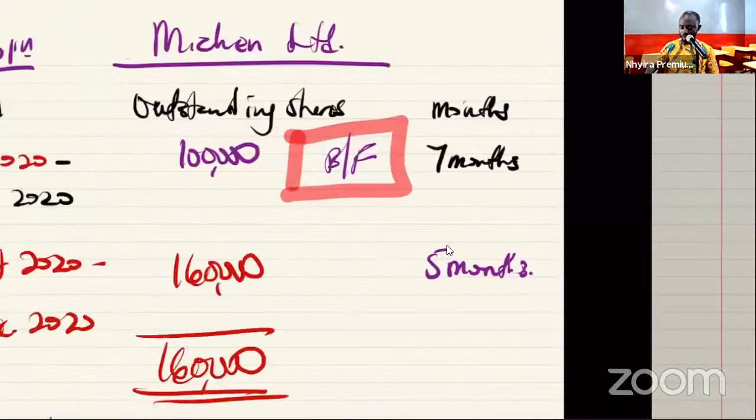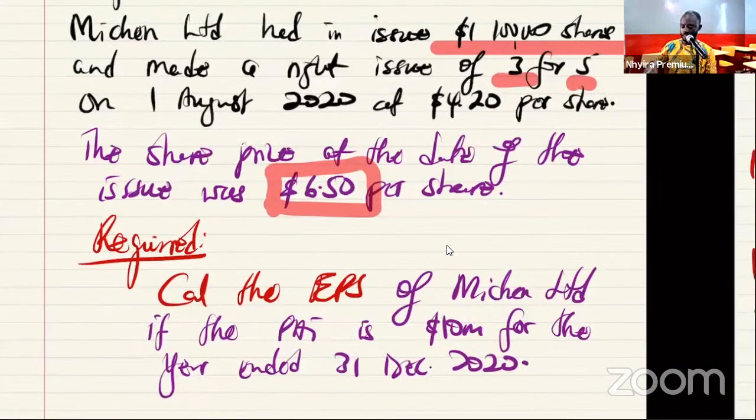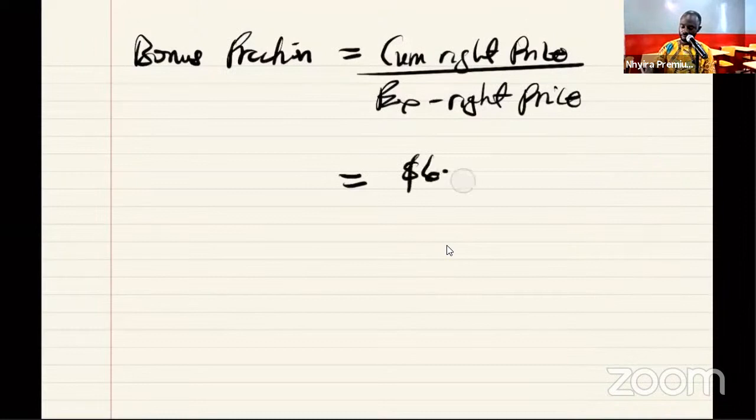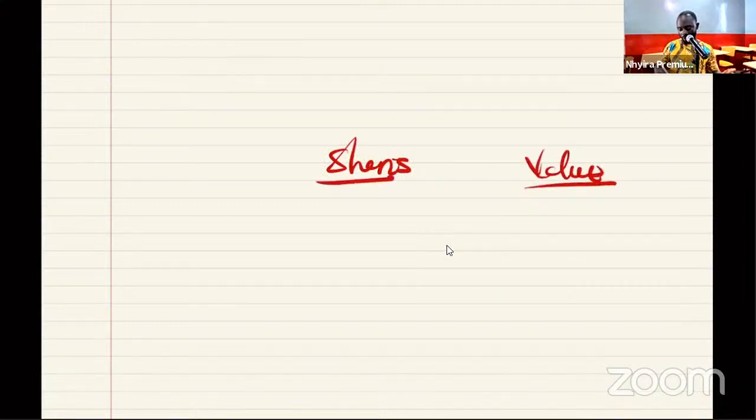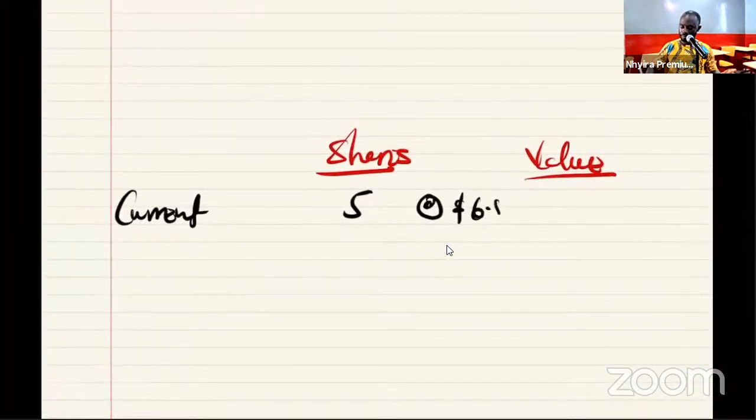Now, if you go back to the question, we are told that at the date of the issue, the share price is 6.5. That is our cum right price, so $6.5. But the ex right price, we have to calculate it. So how do we compute this? We will bring shares here and the value here. Currently, if you have 5 shares, it is valued at 6.5. So 5 times 6.5, I'm getting 32.5.